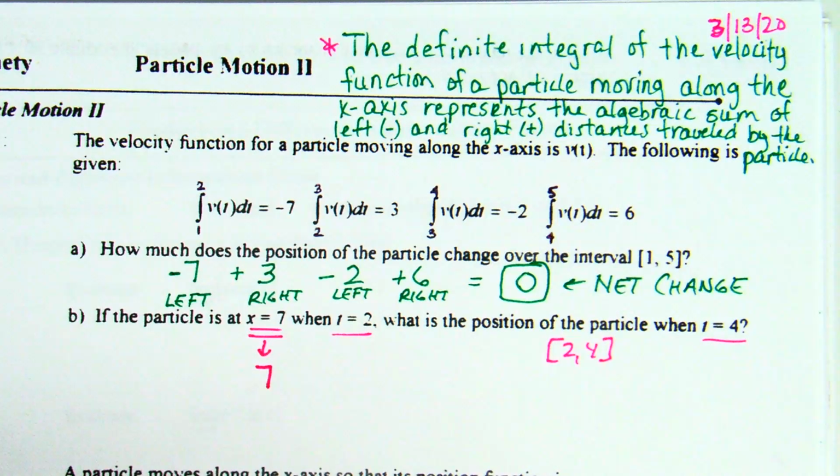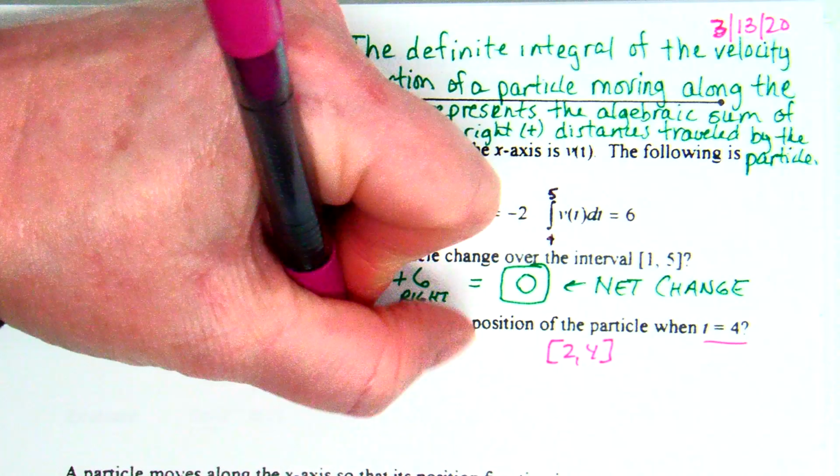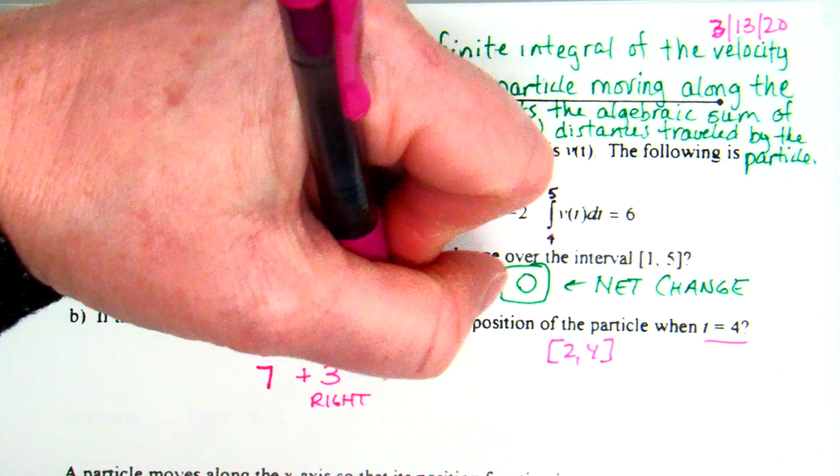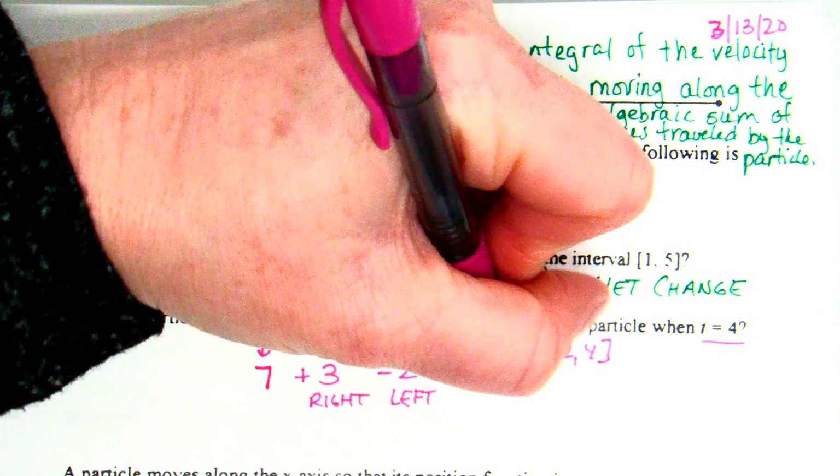If we start at 7 at time equals 2, and we're going to time equals 4, what's the first thing we do? From time 2 to 3, we're going to go right 3, so that's going to be a plus 3. And then what? From 3 to 4, we're going to go left 2. And then what? Okay, you add them all up. So we end up at 8.